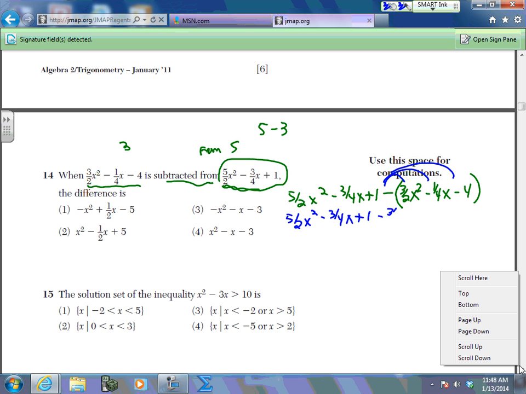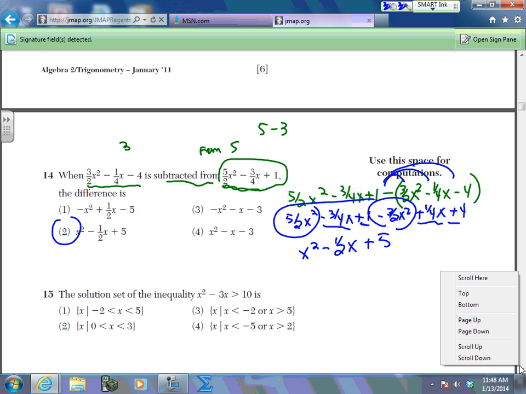Distribute your negative sign. This negative becomes a positive. This negative becomes a positive. And group. You have the same denominator, so you're subtracting your numerators. This would give you 2 over 2, or 1 x squared. Then do your x's. Negative 3/4 plus 1/4 would give you negative 2/4, and notice they just reduced it to negative 1/2. And the last one, 1 plus 4, gives you 5. So you're looking at choice 2.